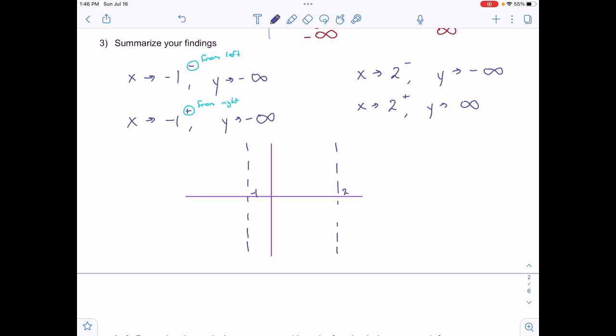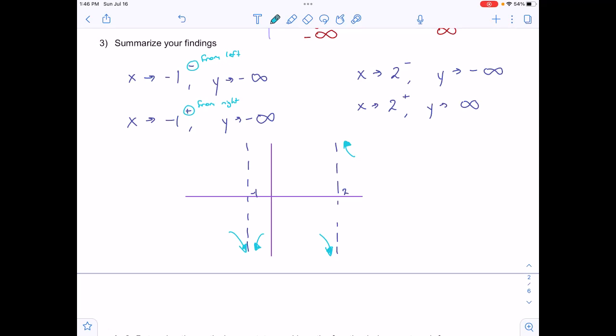Here's what I would do is I would add these little arrows. So for negative 1, it went down to negative infinity on both sides. So I would add a little arrow down to negative infinity on both sides. For my 2 vertical asymptote, it went down to negative infinity on the left, but it went up to positive infinity on the right.